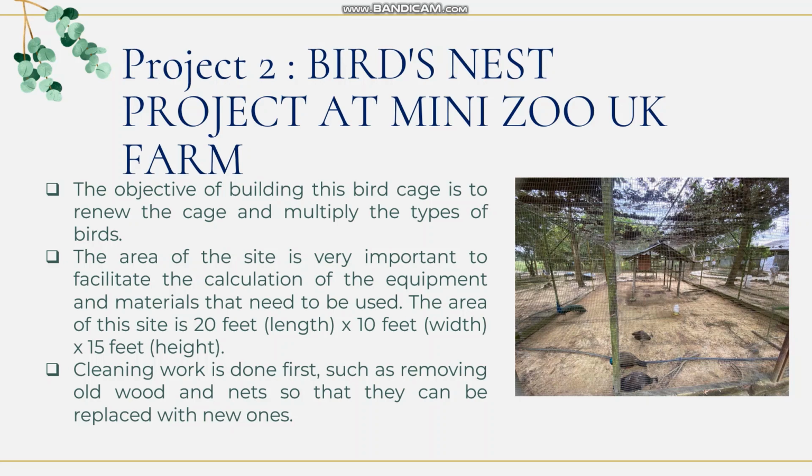For project 2, the bird nest project at mini zoo UkFarm. The objective of building the bird cage is to renew the cage and multiply the type of birds. The area of the site is very important to facilitate the calculation of the equipment and material that need to be used. The area of the site is 30 feet length times 10 feet width times 50 feet height. The cleaning works is done first, such as removing old woods and nets so they can be replaced with the new one.